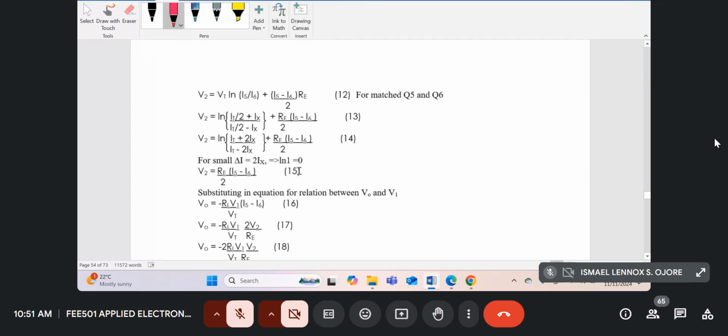Therefore, we can now substitute this result 15 in our original equation, which I've just put over here. In our original equation of the Gilbert multiplier that gave us V naught as a function of I5 and I6, which is 16 over here. I've already given you that original equation. It's 16 over here. So in the original equation of our Gilbert multiplier, V naught was equal to minus RL V1 by VT times I5 minus I6.